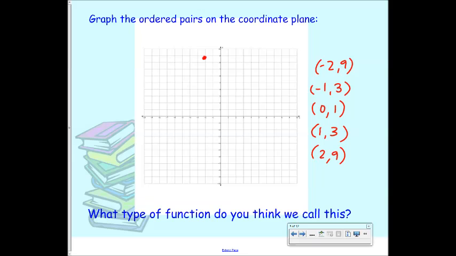-1, 3 is going to be right here. 0, 1 is over nothing at all, and then up 1. 1, 3 would be right here, and 2, 9 would be right here. I'm going to connect those.